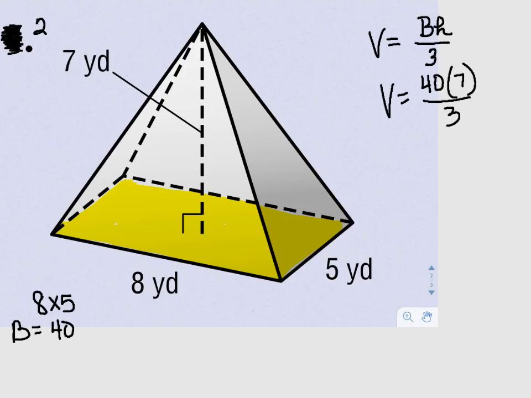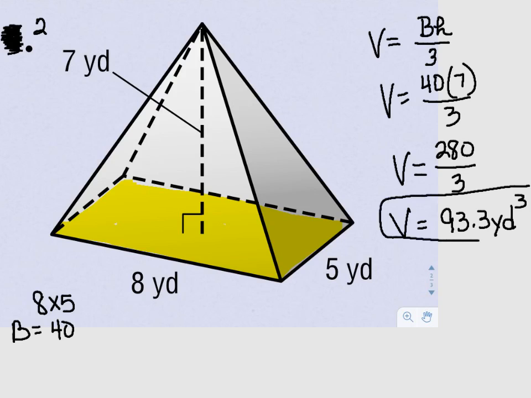Okay, let's go ahead and multiply. 40 times 7 is 280, divided by 3, which is 93.3 yards cubed. Remember that volume is always expressed in cubed units. Okay. All right, let's move on.